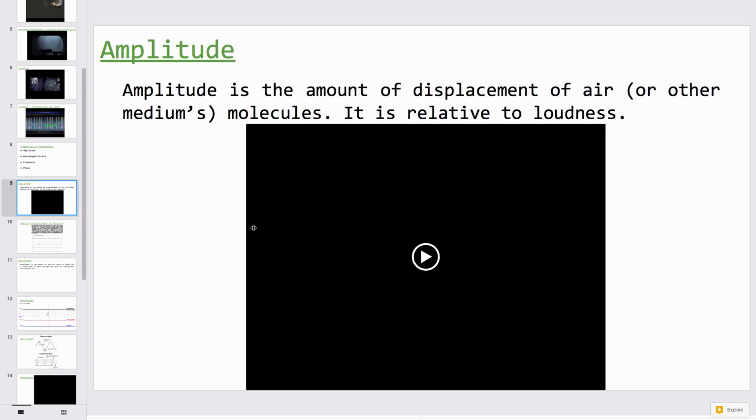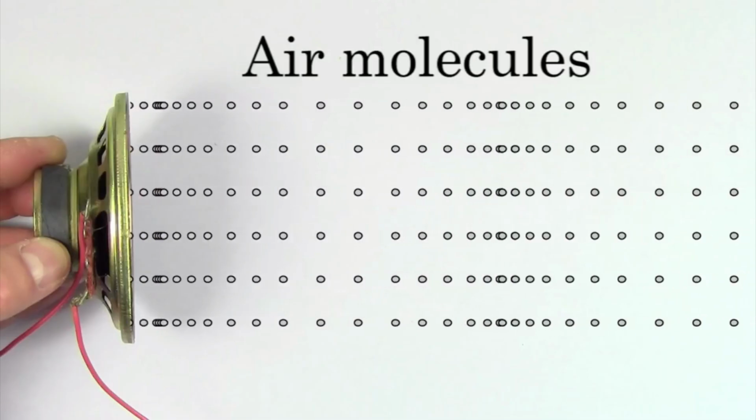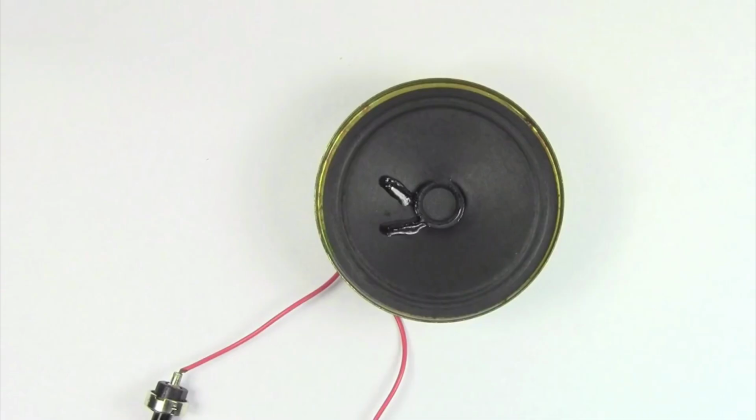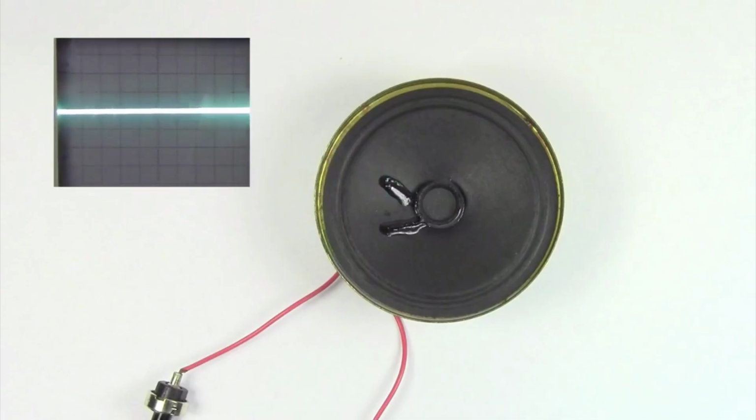Amplitude is the amount of displacement of air or other medium's molecules, and it tends to be relative to loudness, though we'll talk later on in the series about its relativity. Let's watch this video animation demonstration here. If you want another visual representation of the sound, we can hook this speaker up to an oscilloscope and it gives us this graph.